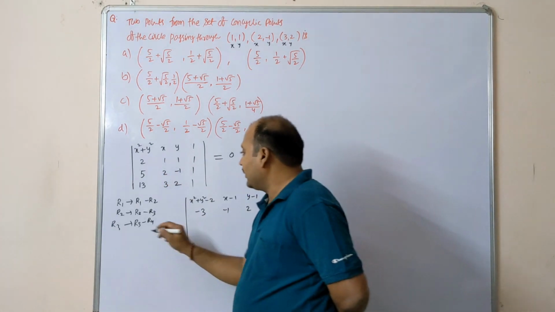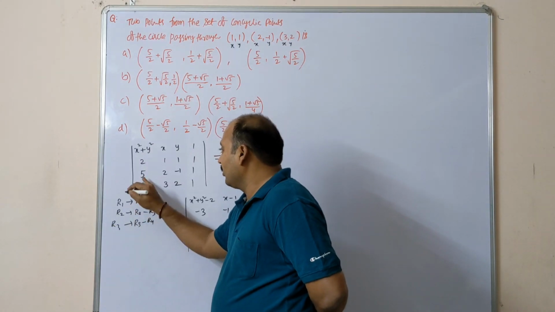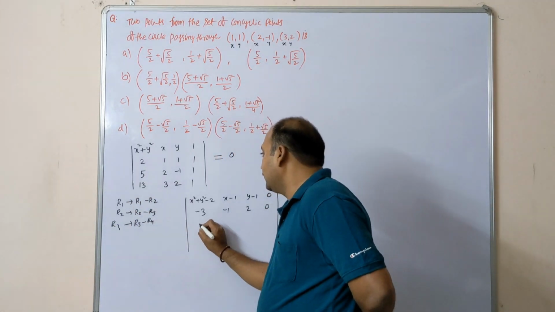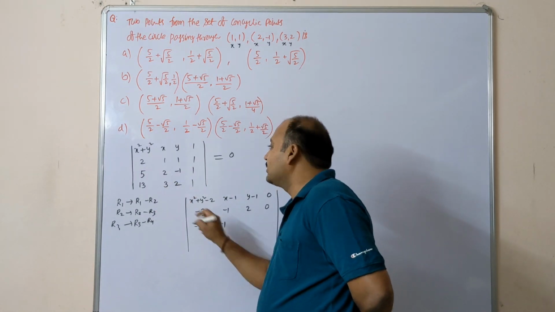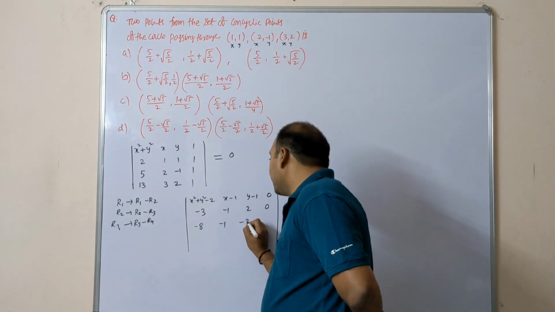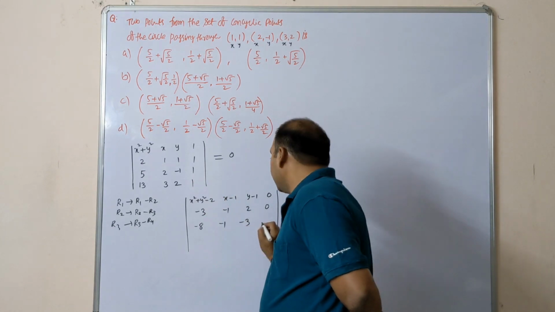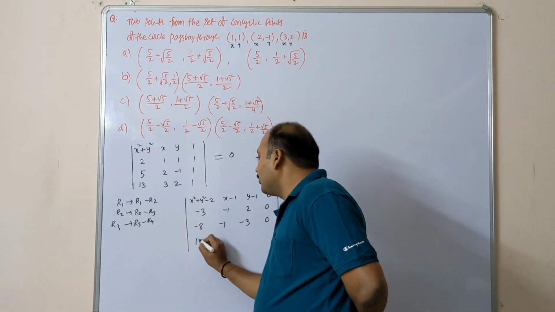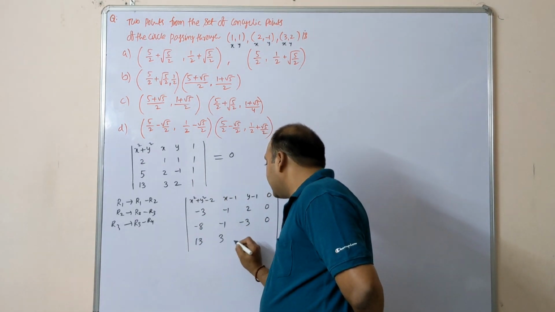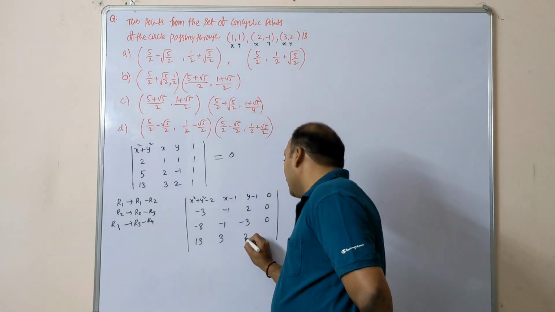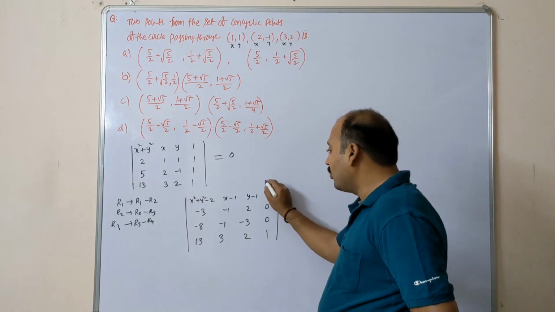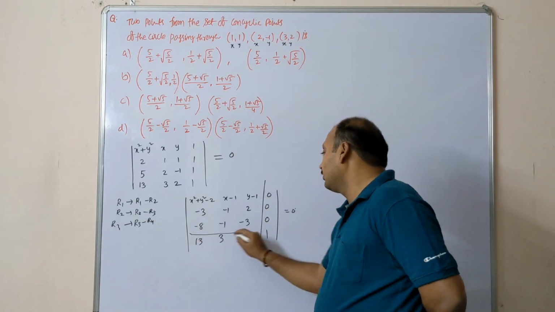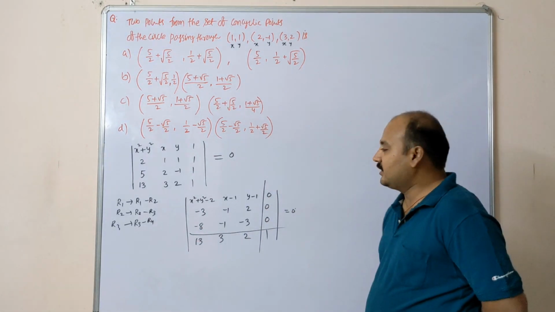Next R3 is over, R3: 5 minus 13, minus 8. 2 minus 3, minus 1. Minus 1 minus 2, minus 3. 1 minus 1, 0. Next R4 as it is we are writing here, students: 13, 3, 2, 1. Expand along column 4.